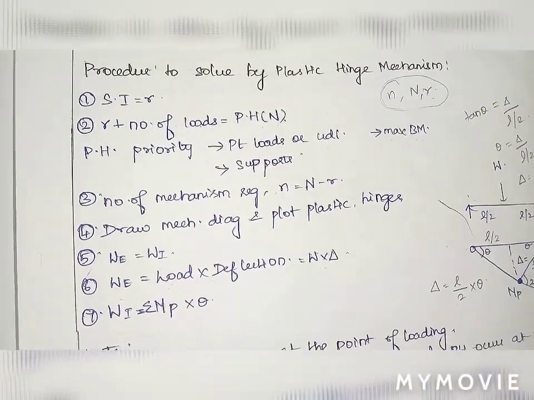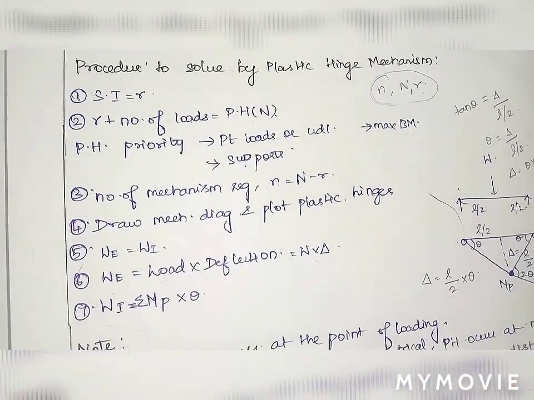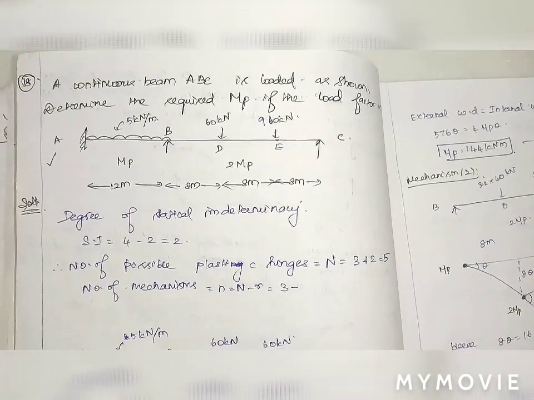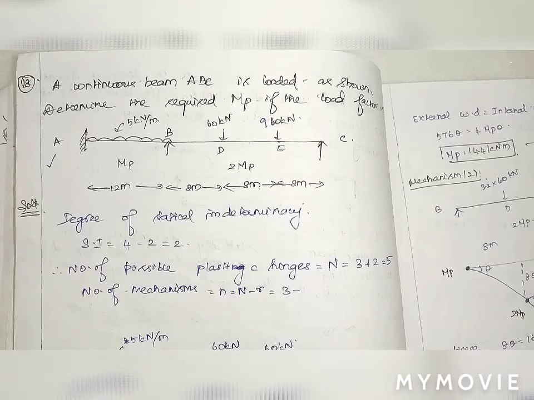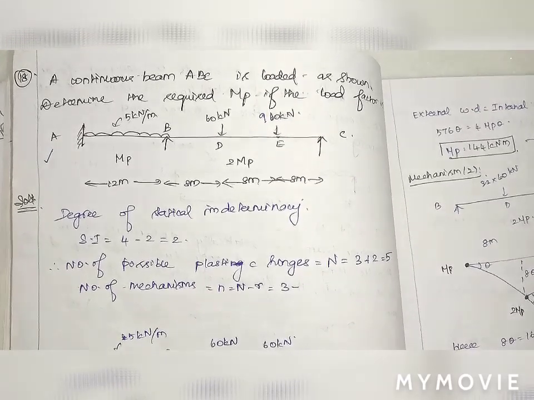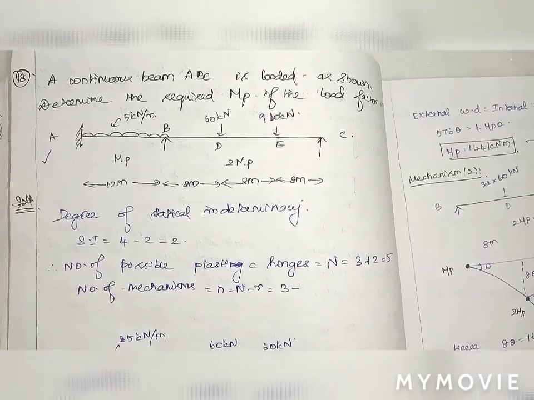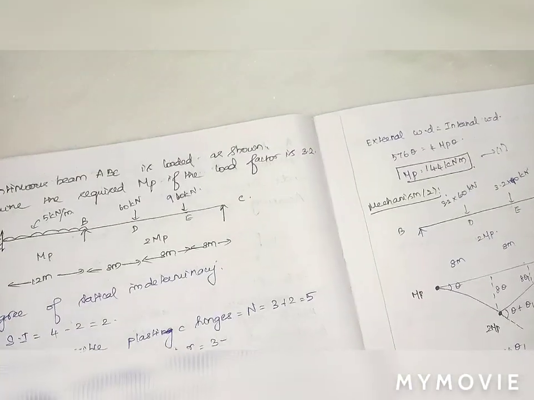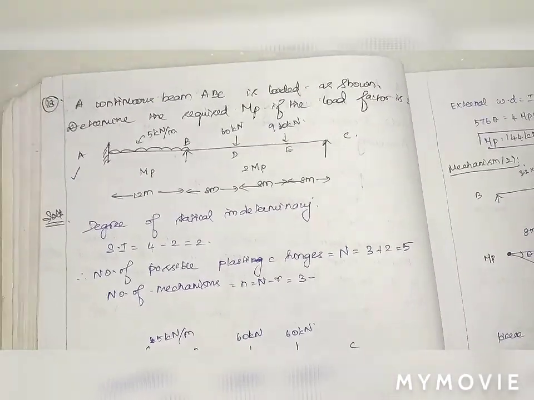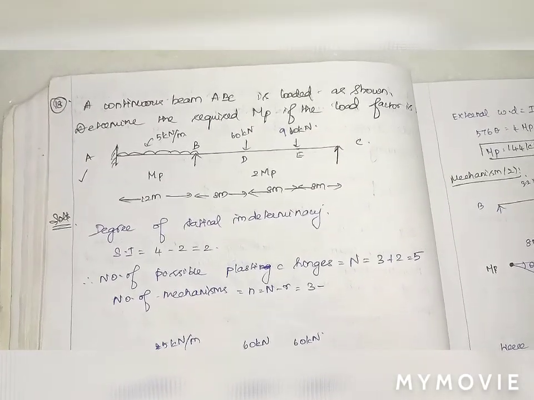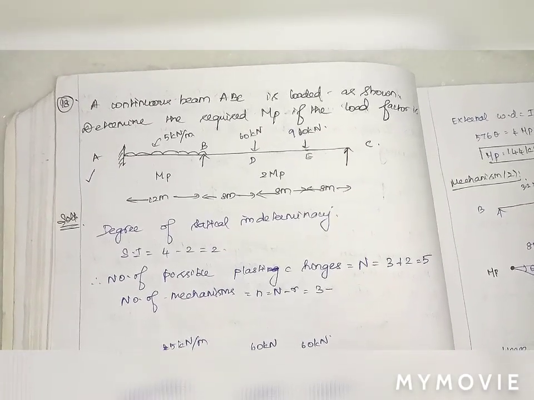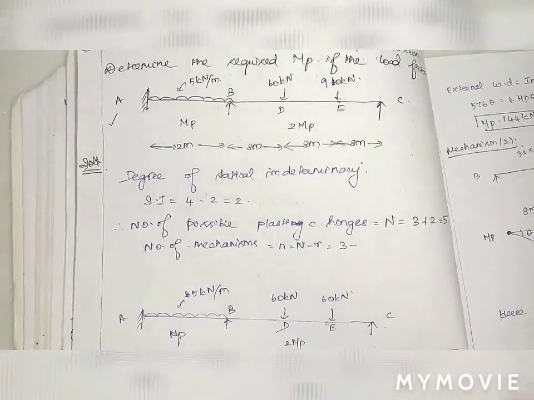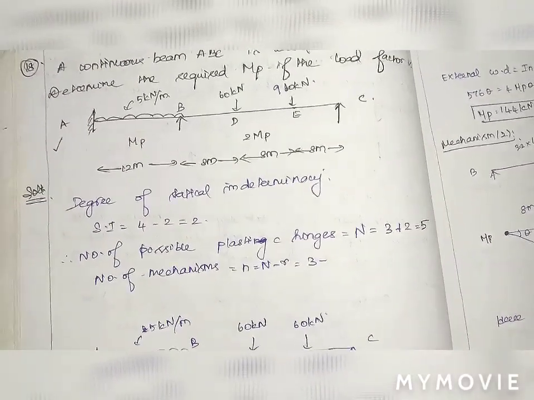So now we will discuss some of the problems. This is the first problem which you are going to see. Take down the question. A continuous beam ABC is loaded as shown. They have given the figure. Determine the required plastic moment if the load factor is 3.2. Here they have given a load factor, so whatever load they have given in the question, you have to multiply it by 3.2. Before calculating, you have to multiply it by 3.2.